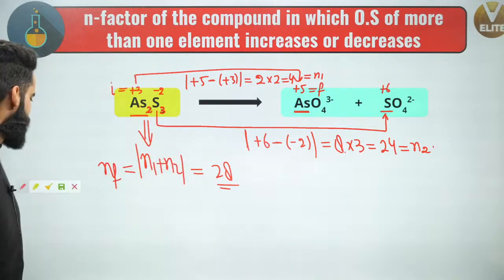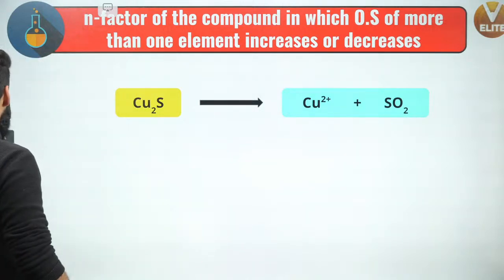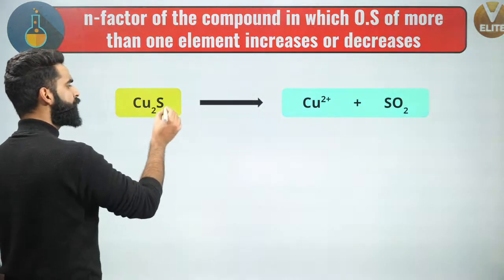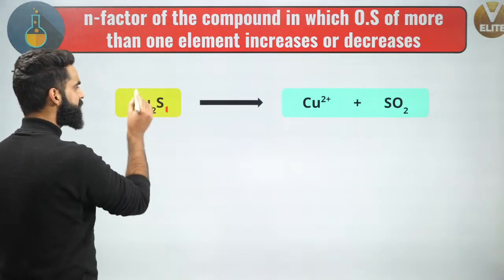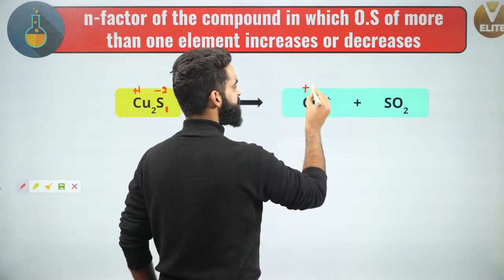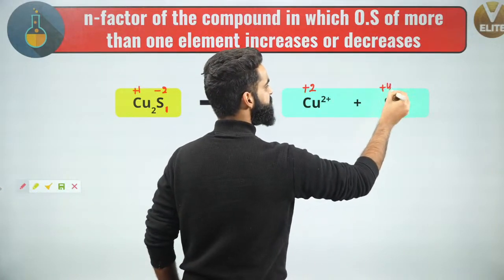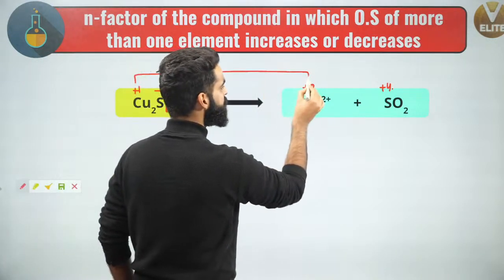Okay, let me give you a few more examples and let me see if I have a few more. Okay, I've got one more example, guys. You can check it out as well. This is Cu2S1. Just crisscross these things. It's going to be +1. It's going to be -2. So over here, oxidation state is +2. Over here, oxidation state is +4. Absolutely.